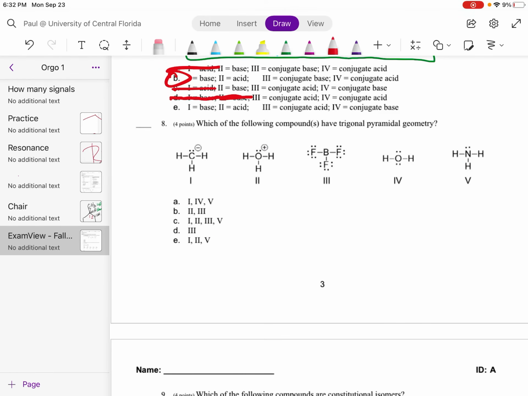Which of the following compounds have trigonal pyramidal geometry? So that just requires knowledge of how valence shell electron pair repulsion theory, or VSEPR, says the electron groups affect the geometry of the molecule. And so the correct answer would be that guy. So that one is trigonal planar. Trigonal pyramidal, sorry.